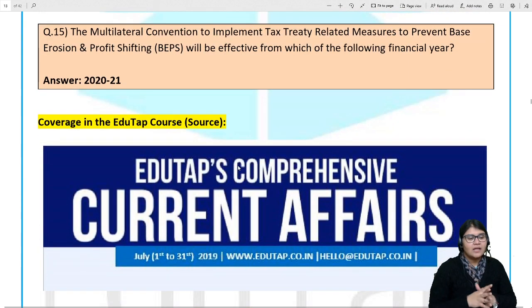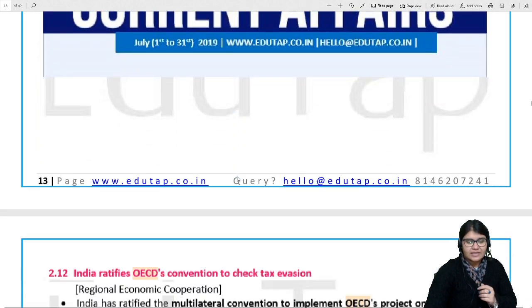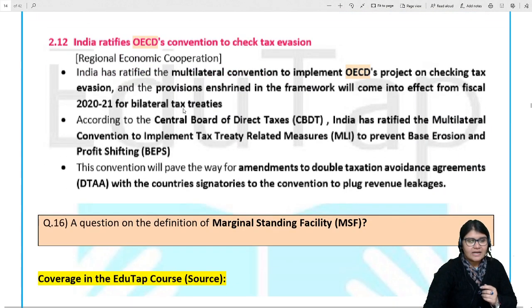15th question, the multilateral convention to implement tax treaty related measures to prevent base erosion and profit shifting will be effective from which of the following financial years? The answer is 2020-21. And this was again covered in the July monthly Current Affairs magazine. Here you can see India ratifies OECD's convention to check tax evasion. So here you can clearly see that this would come into effect from the fiscal year 2020-21 for bilateral tax treaties.